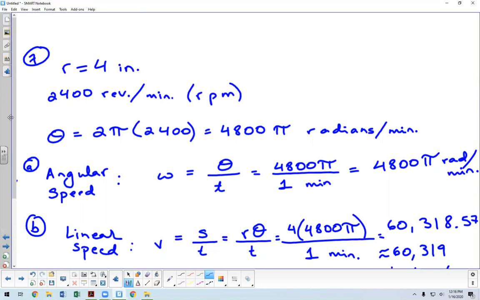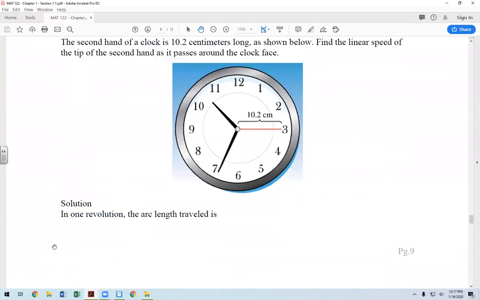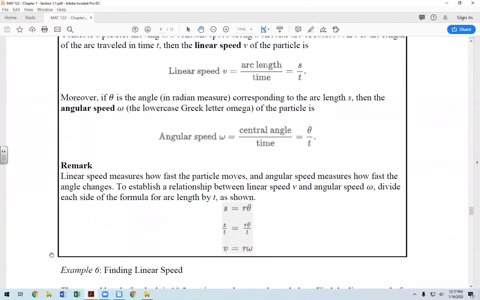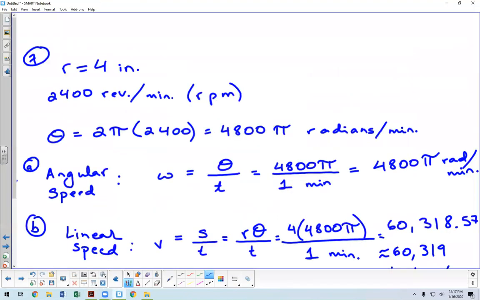So what's happening here is you take your angle, which is the total of those 2,400 revolutions, 4,800 pi, and then let's go back here. Your angular speed is basically taking that angle, theta, which we're now calculating to be 4,800 pi, and dividing it by t. Now your time, because all of this is only happening in 1 minute, right? So your time stays at that 1 minute.